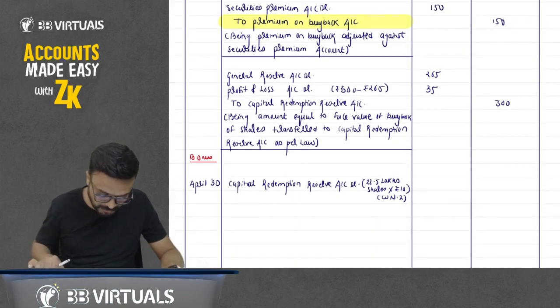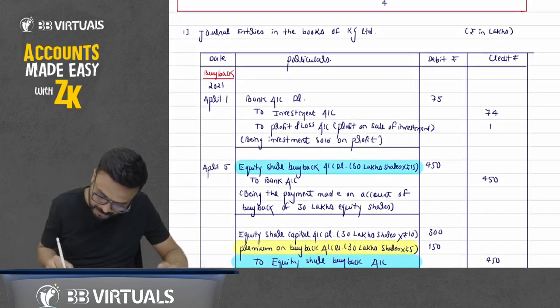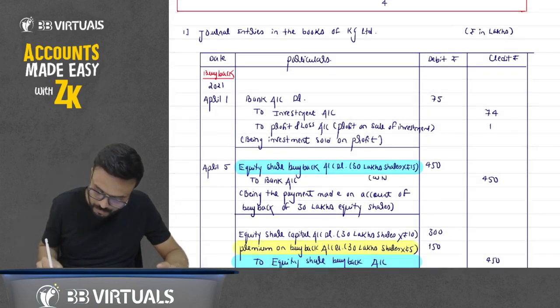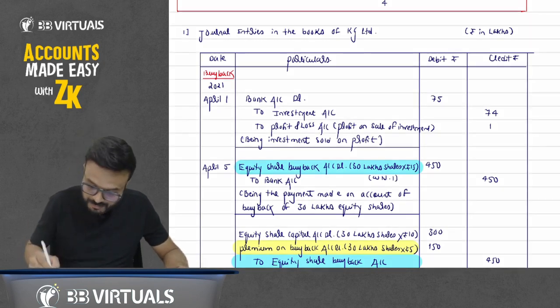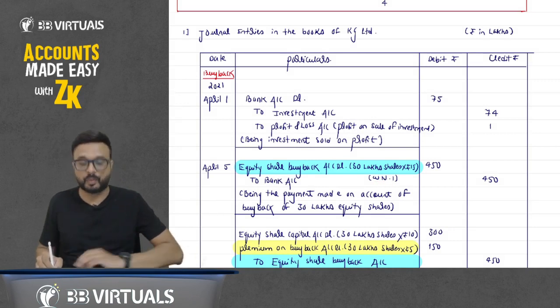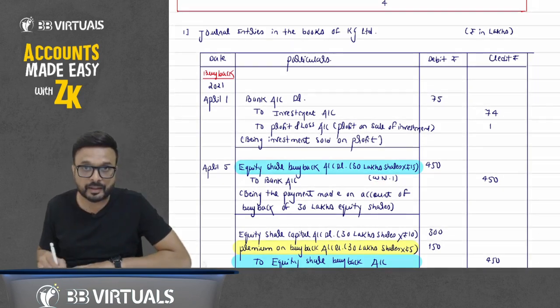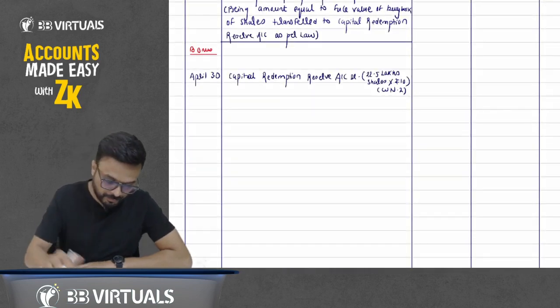Okay, just 1 minute. Write it down here: working note number 1. This working shows how we calculated this 30 lakhs. So this is working note number 1, equity share buyback. And this is working note number 2, so it will come to 225.